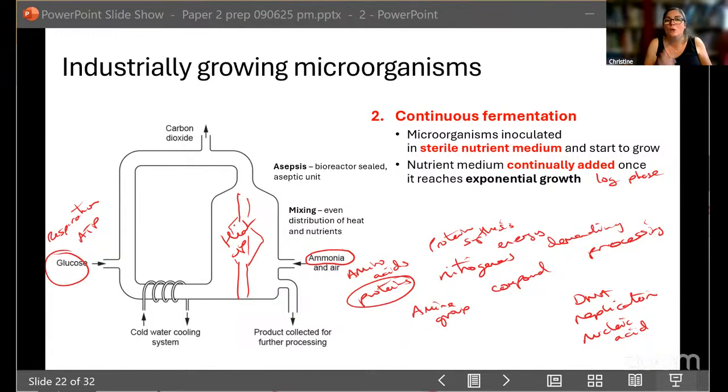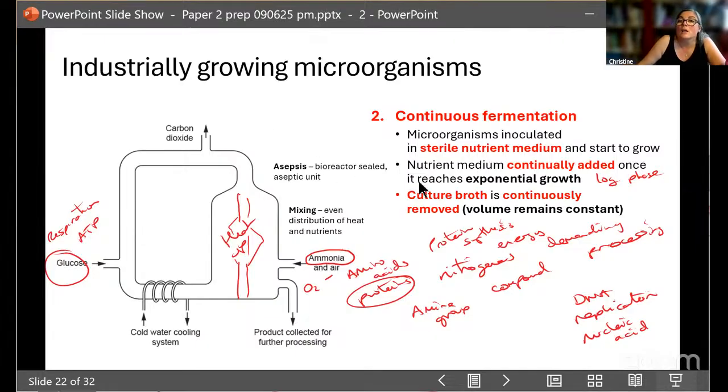So the glucose, the ammonia, oh, air. Why was there air? Oh, yes, oxygen. Why is there carbon dioxide? Oh, yes, that's a waste product. So it's important that we know that it's continual fermentation, continuous, because we have a culture broth being constantly removed whilst we're also inputting the nutrients that are required. So we're continually adding stuff in, we're continuously removing not only the stuff we want, but also some cells, some waste products, etc. And therefore, we're going to need to do downstream processing.